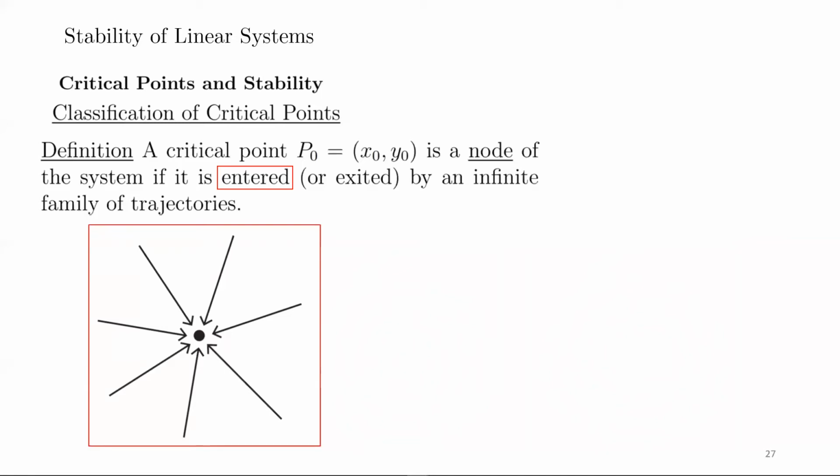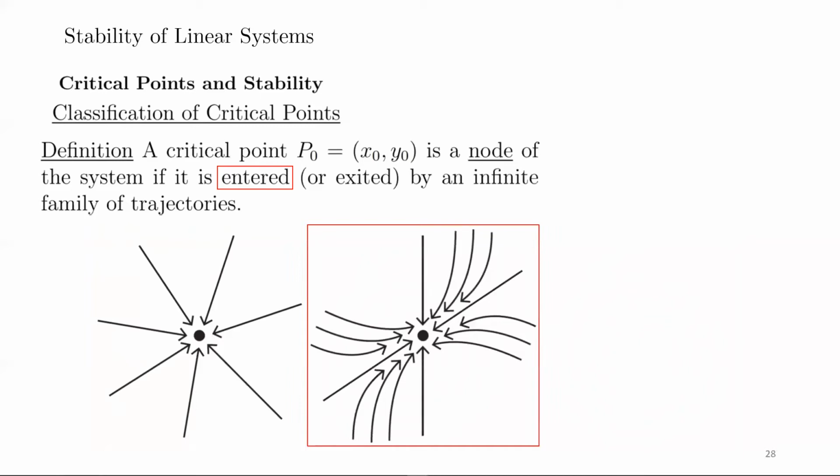If you've got a sink full of water, you've just done the dishes, you pull the plug out, it doesn't matter where the water starts in the sink, it's always going to be pulled towards that point, the plug hole, right? So a plug in a sink is like a node. Okay, and there's another example of a node. It doesn't have to be symmetric. They could look like this, right? So every trajectory around this critical point P0 is getting sucked into the critical point P0.